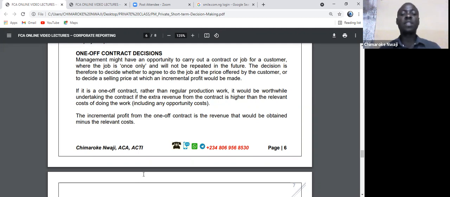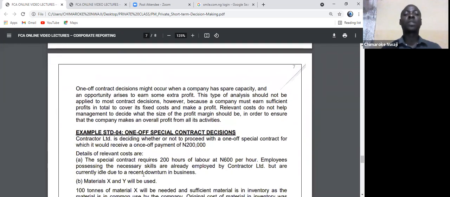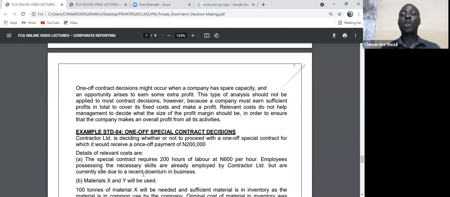The incremental profit from the one-off contract is the revenue that will be obtained minus the relevant cost. So we are going to see a question that will help us. One-off contract decision might occur when a company has spare capacity. So you now see here, we mentioned scarce resources in make or buy decisions. Now, it means that the company does not have spare capacity.